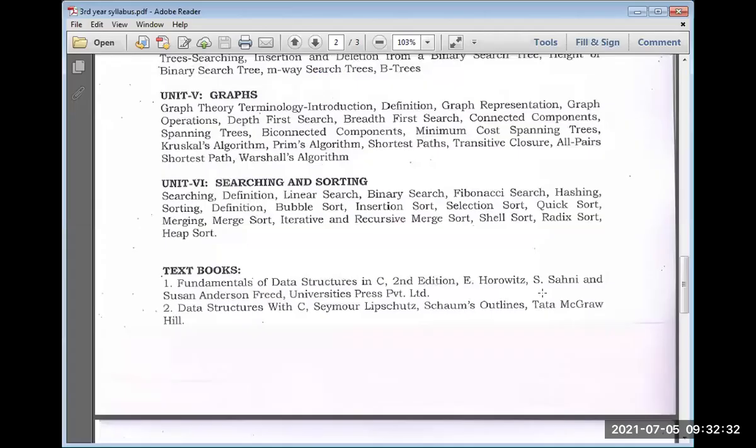Here we discussed shell sort. Here we discussed searching: linear search, binary search, Fibonacci search, hashing. We discussed the sorting definition. We discussed bubble sort, selection sort, quick sort, merge sort, shell sort, radix sort, and heap sort. One topic remaining is iterative and recursive merge sort.